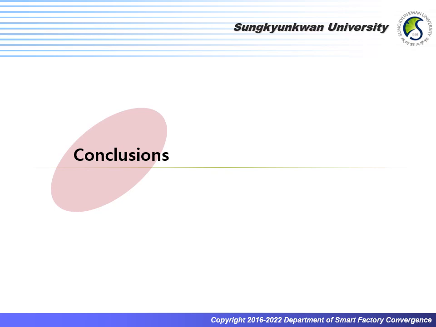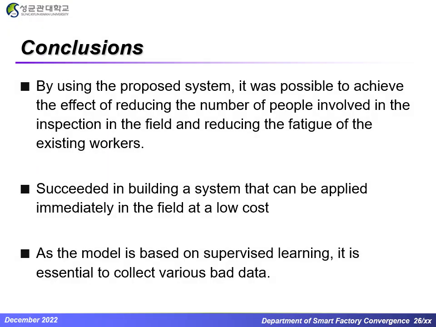Now the conclusion. By using the designed real-time anomaly detection system, it was possible to reduce the number of people put into the inspection department in the field. It was possible to achieve the result of relieving the fatigue of the existing workers. In addition, it has great significance in that it has established a model that can be applied immediately in the field at a low cost.